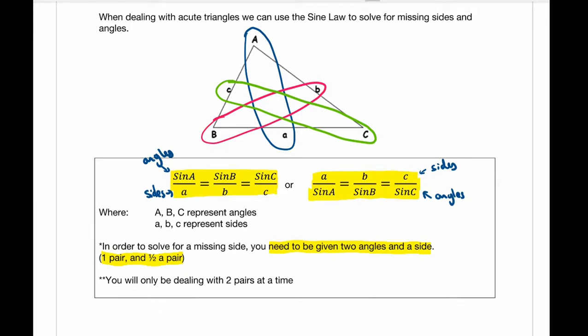One thing to be aware of, you're only going to be dealing with two pairs at a time. So we see in the sine law here, there's two equal signs because we're equating three ratios. When we actually go through and use the sine law, we're only going to be dealing with two pairs at a time, so you won't have to worry about navigating an equation with two equal signs in it. There's only going to be one because we're only going to be dealing with two pairs.